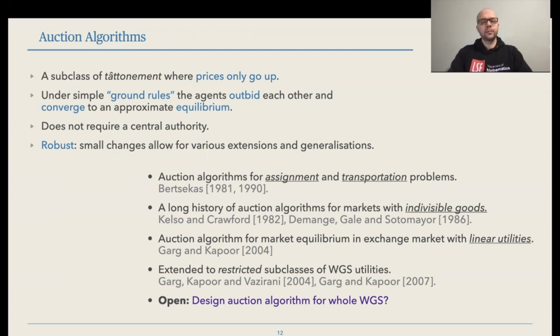Regarding divisible goods, the first auction algorithm was given by Garg and Kapoor in 2004. And this is not Jugal Garg, but another Garg. This algorithm was for linear utilities. It was also later extended to a restricted subclass of WGS utilities. And since then, it has been open to design an auction algorithm for the whole class of WGS utilities or demands.